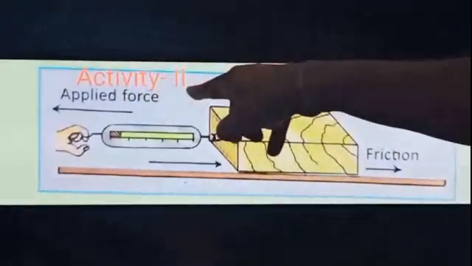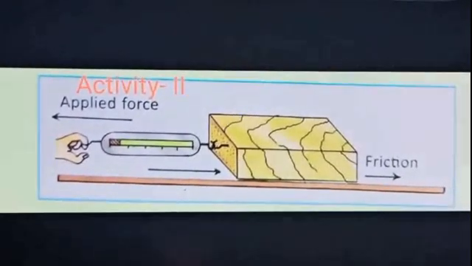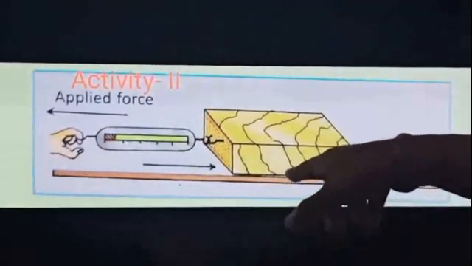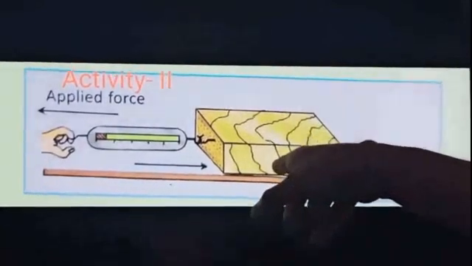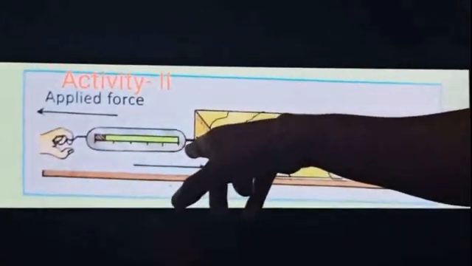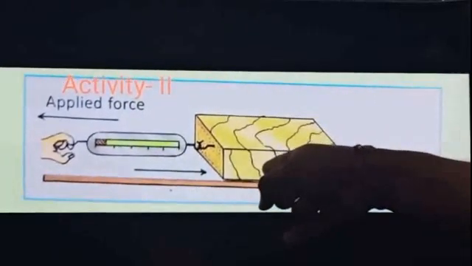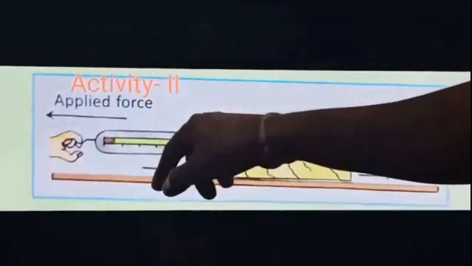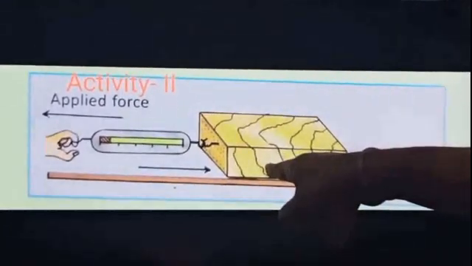Now we discuss activity number 2, which shows that the force of friction is increased by increasing the weight of the moving object. For it, we take a rectangular wooden block and one spring balance and place it on the floor. Now we pull the block with the help of the spring balance as shown in the diagram. When the block just starts to move, we note the reading of the spring balance. This reading gives us the value of the force of friction.